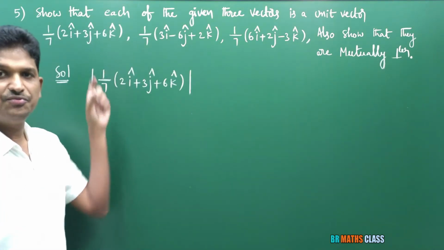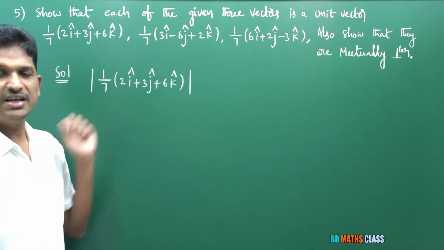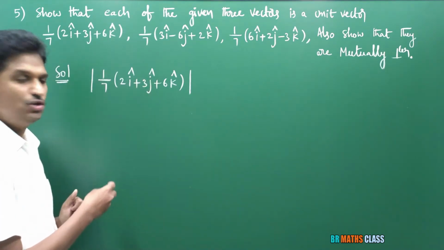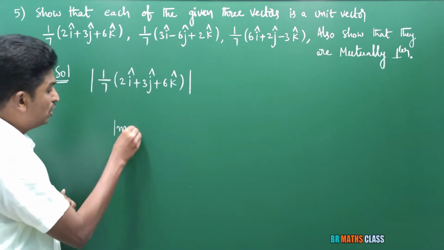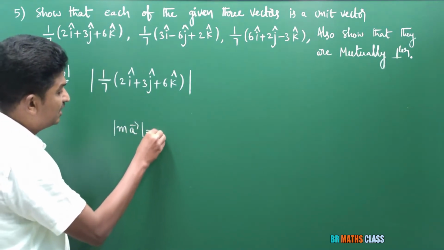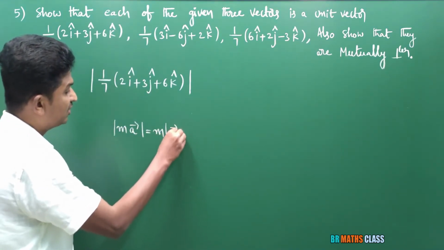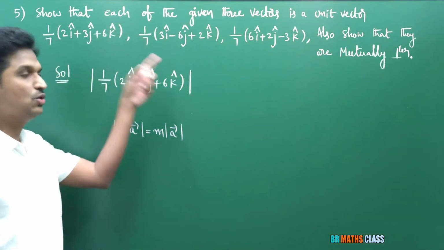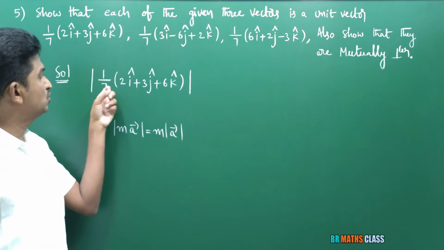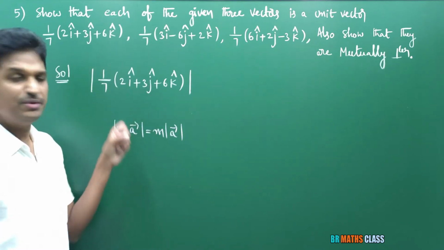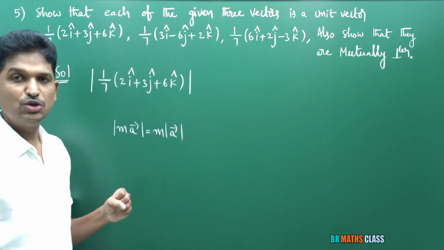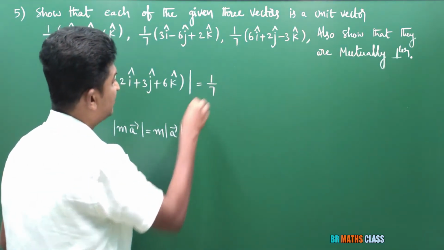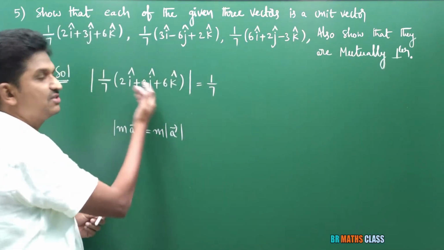You see, I consider the first vector. Now I am calculating its magnitude. This is scalar, this is vector. You know this formula: magnitude of m a bar is m times the magnitude of a bar when m is positive. Here 1 by 7 is positive only. How does it look? It looks like magnitude of m a bar. Magnitude of m a bar is m times the magnitude of a bar. So this will be 1 by 7 into the magnitude of this vector.